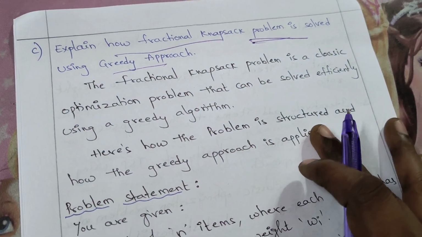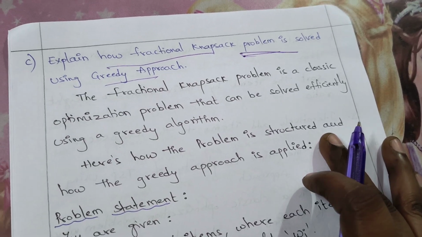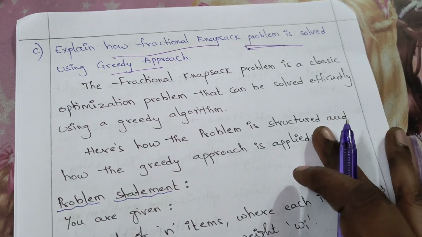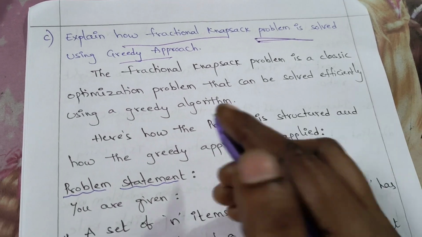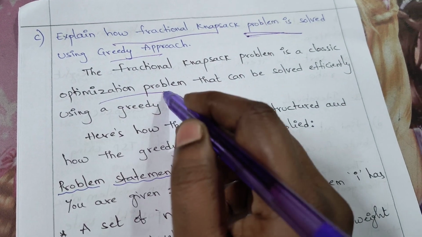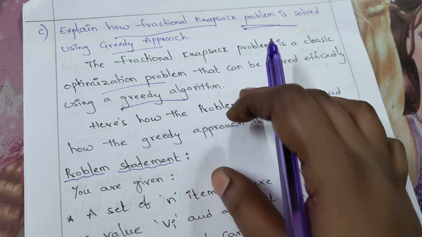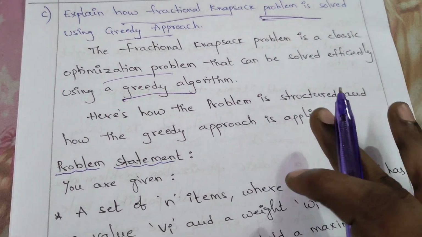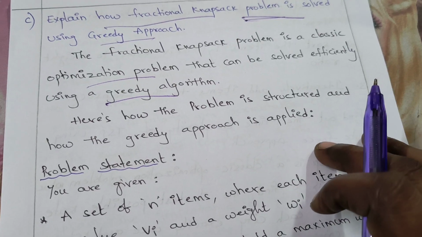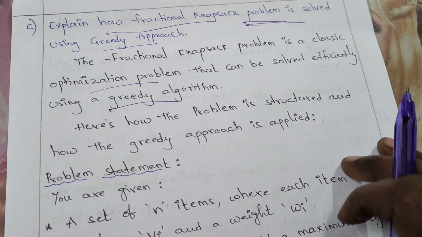So in the classroom, you might have heard about how to solve the knapsack problem. Now here we will see what to write for the answer. The fractional knapsack problem is a classic optimization problem that can be solved efficiently using a greedy algorithm. The reason I'm reading out my answer is that it definitely helps you to write the answer from the examination point of view.